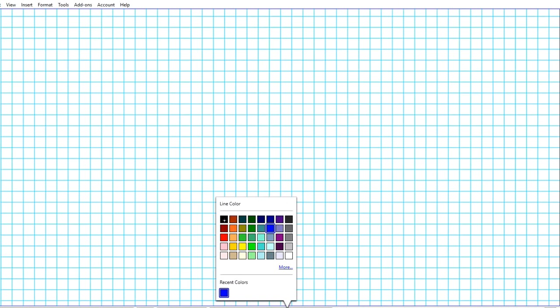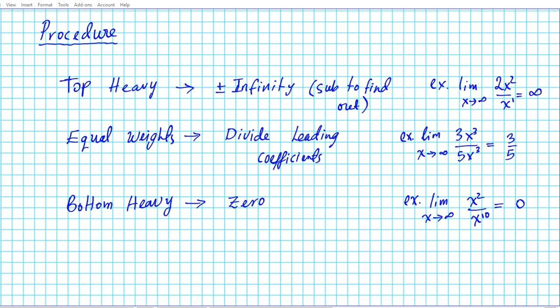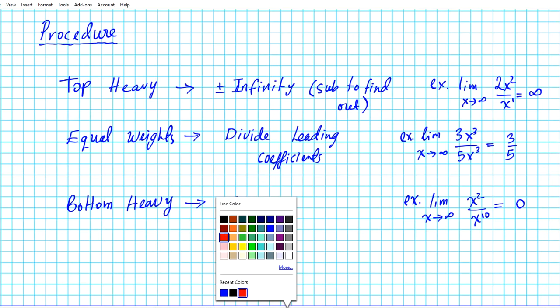Alright, let's take a look at some examples. The instructions are for us to evaluate the given limits. Question number 1. Oh, and before we start, just an acronym that you can use to remember this process is called TIBO. So let's go ahead and take a look at that real quick.